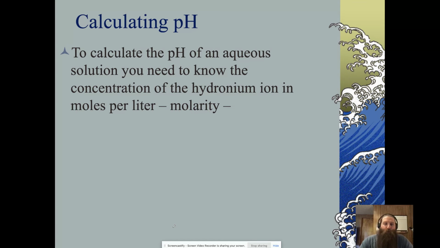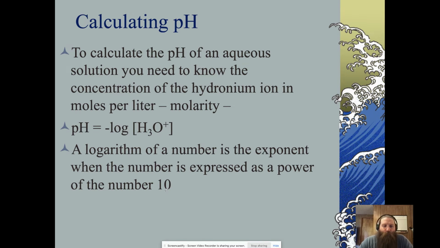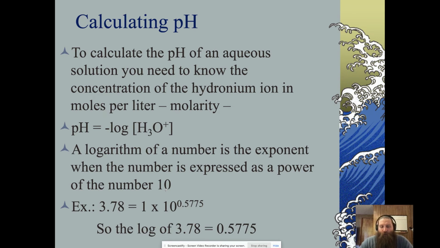In order to calculate pH, you've got to know the concentration of hydronium ions in moles per liter, which is molarity. We've already done that. So the pH is the negative log of hydronium, and we can use hydronium or H plus interchangeably, right? So either one works. And just so we're refreshing this logarithm idea, a logarithm of a number is the exponent when that number is expressed as a power of 10. So 3.78 is the same thing as 1 times 10 to the 0.5775. So that means the log of 3.78 is 0.5775. That's the relationship there.